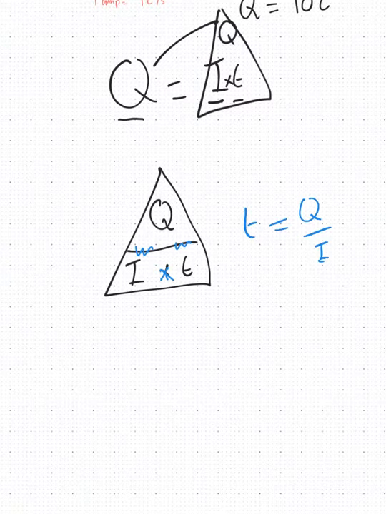If you want to find out the current, pause the video a second and see if you can figure that out. Yep, so we just cover up the current with our thumb, and that leaves us with I equals Q over T. So the current would be the total charge divided by the time that it was flowing for.